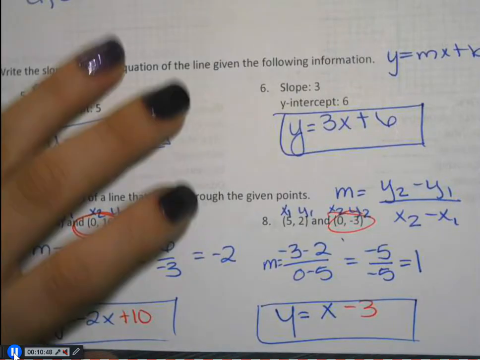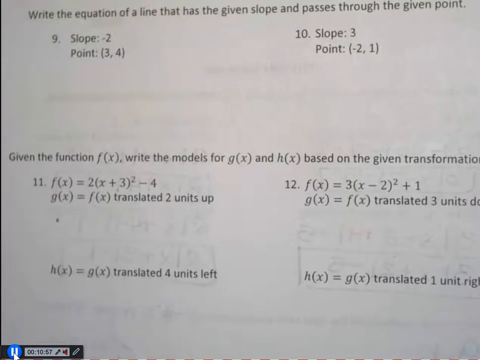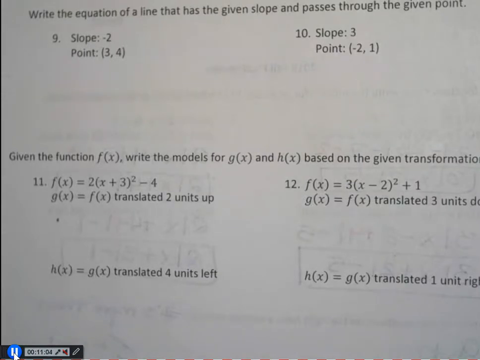Okay. So number 9. Oh, also 1 through 10 are chapter 1. And then 11 through 20 are chapter 2. 21 through 30 are 3. And 31 to 40 are chapter 4.